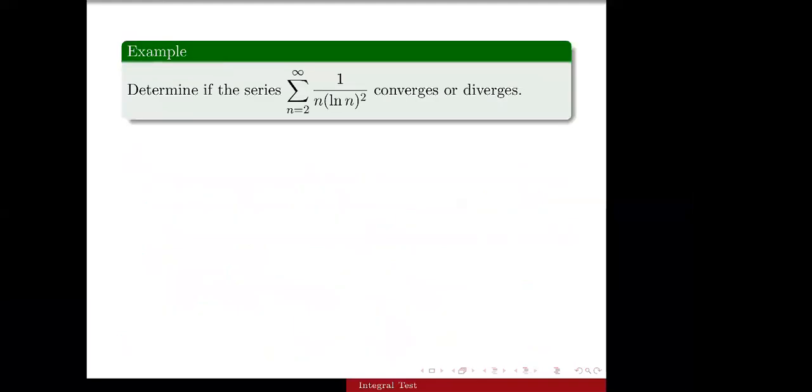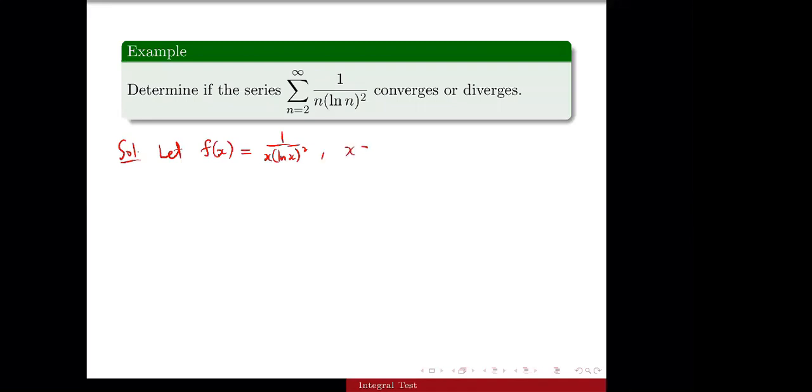Next. Determine if the series 1 over n times ln of n squared converges or diverges. So for this, we let f of x be the function 1 over x ln x squared.